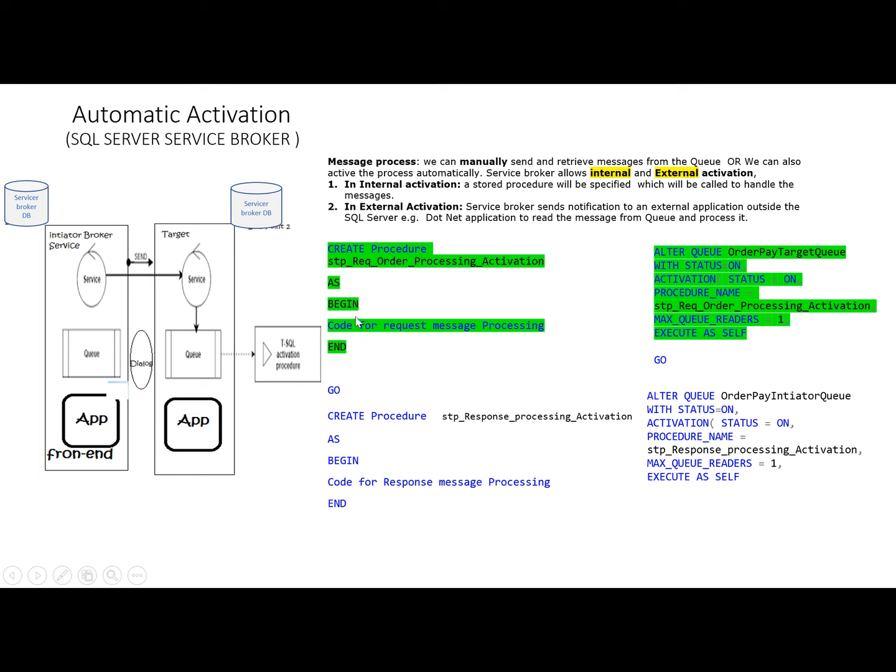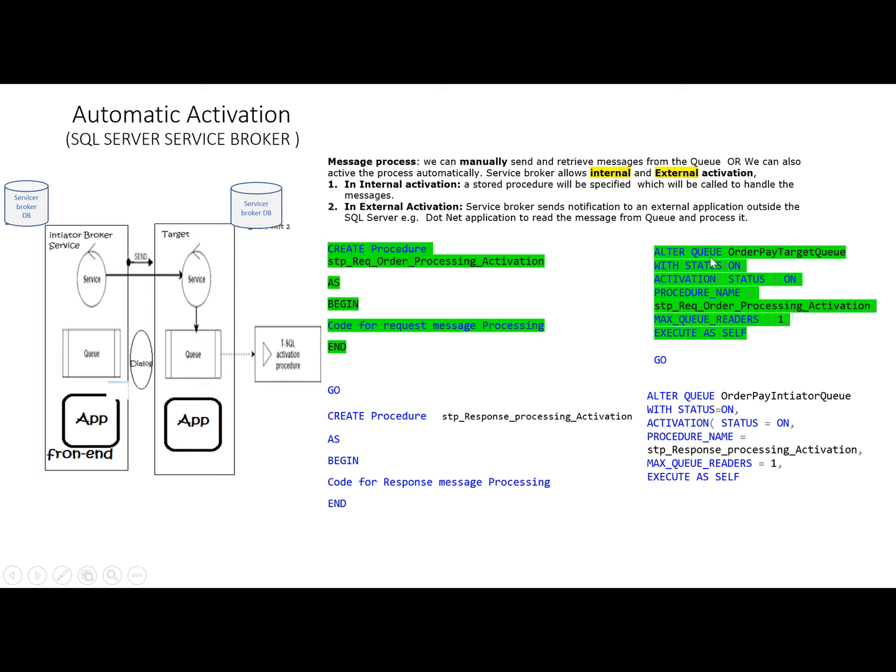The previous logic which is used to retrieve the message and to process the message, I was executing manually, but now this procedure will execute that logic. So the logic will be the same, but I will implement it now in the stored procedure. After creating the stored procedure for the target, I will modify this queue.